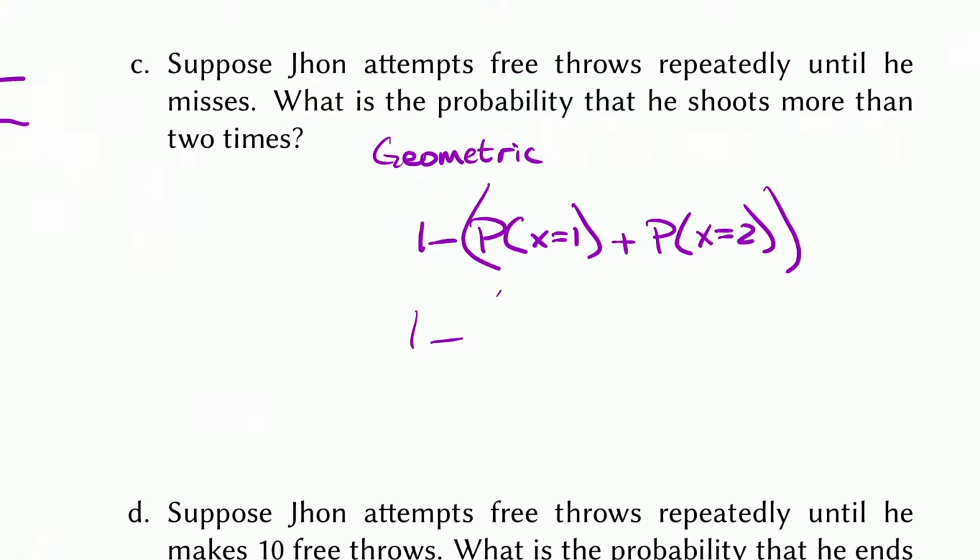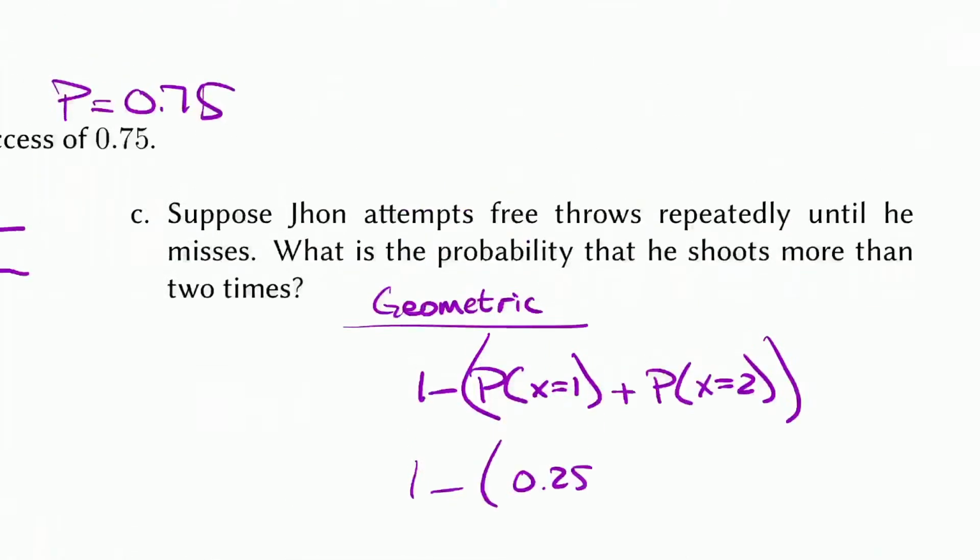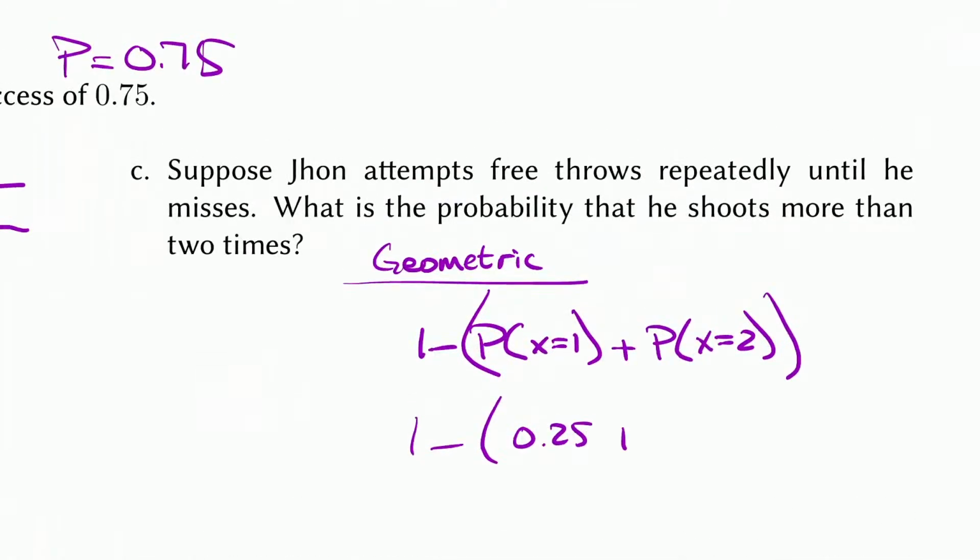And so you could probably even do this without knowing it's geometric, because this is a 25% chance of missing, because this guy's a good free throw shooter. And then 75% chance of making the first one, and 25% chance of missing the second one. So just 1 minus that is the easiest way to do that.